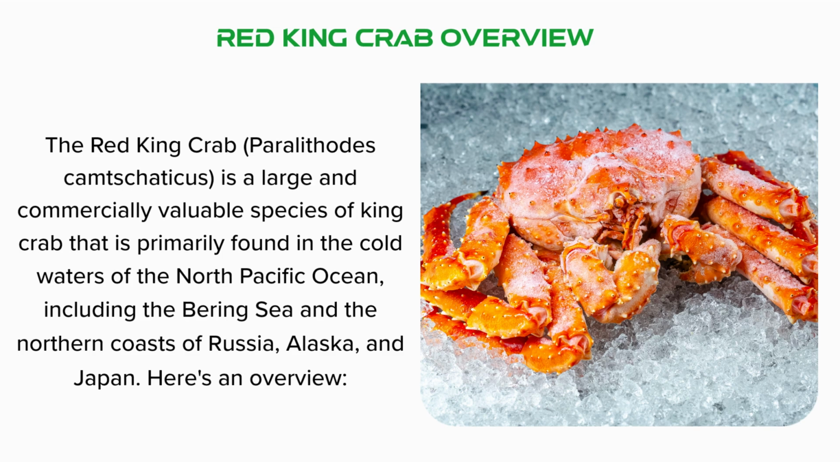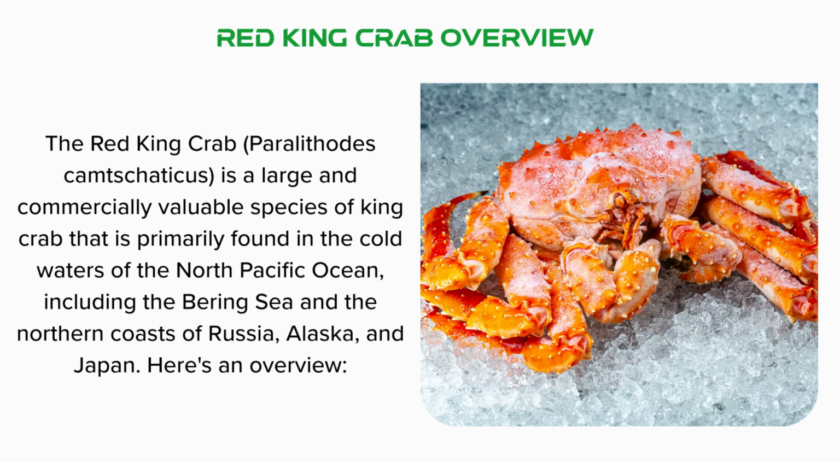Red king crab overview. The red king crab, Paralithodes camtschaticus, is a large and commercially valuable species of king crab that is primarily found in the cold waters of the North Pacific Ocean, including the Bering Sea and the northern coasts of Russia, Alaska, and Japan. Here's an overview.